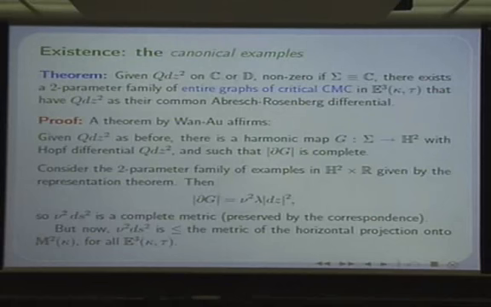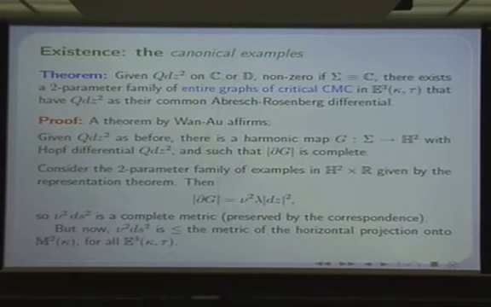The theorem of Wan and Ou can be stated as follows. Assume you are given a holomorphic quadratic differential in the disk or in the plane. Then you can construct a harmonic map from the Riemann surface sigma into the hyperbolic plane such that its Hopf differential is the quadratic differential we prescribed, and moreover its metric ∂G is complete. Moreover, this harmonic map is unique up to isometries under these two conditions.